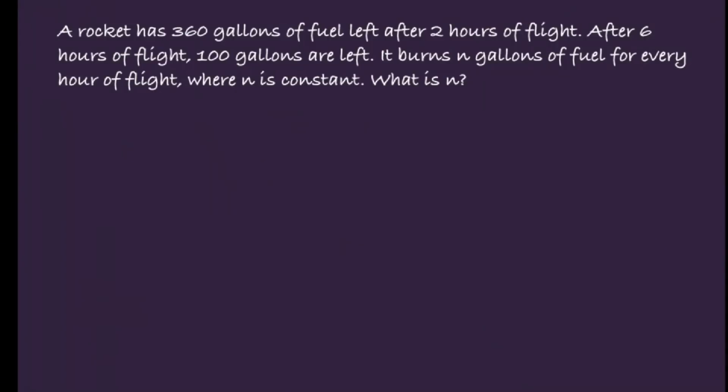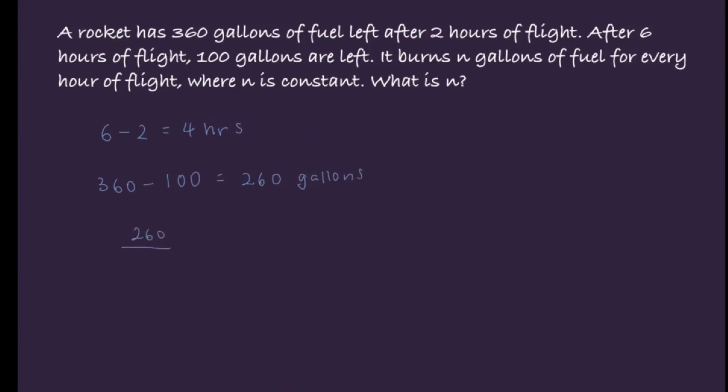So here we can figure out the rate pretty intuitively. We have 6 minus 2, so we've traveled 4 hours total, and the rocket burns 360 minus 100, which is 260 gallons. So you divide 260 by 4 and you will get 65 gallons of fuel every hour.